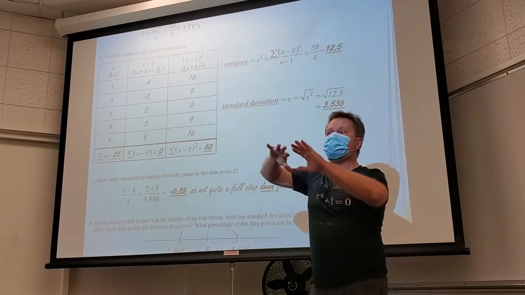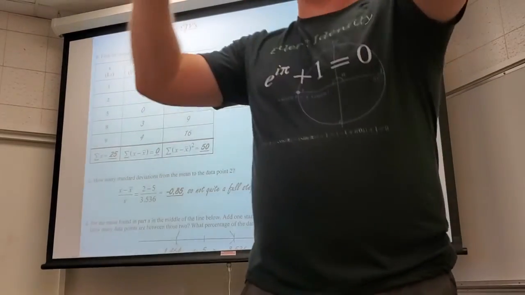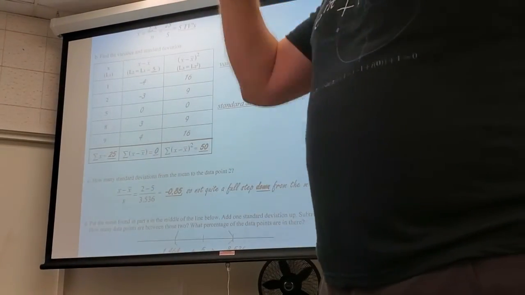Correct? It's an adjustment because it's just a poor little sample. It's closer to its mean than it would be to the real mean. So to adjust that, I make the bottom smaller.